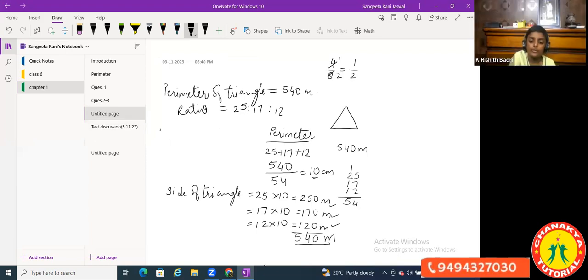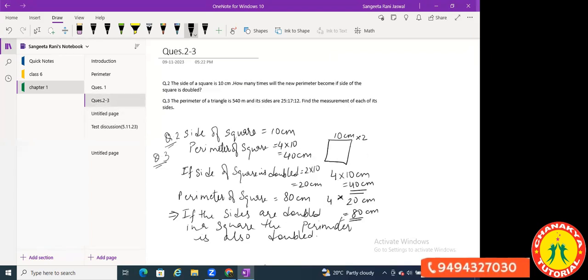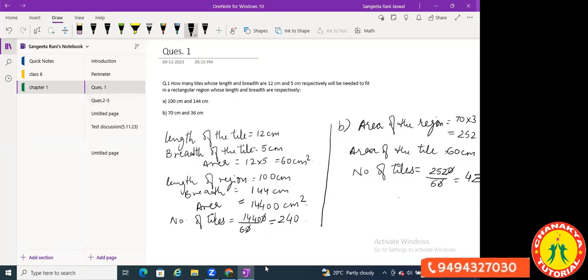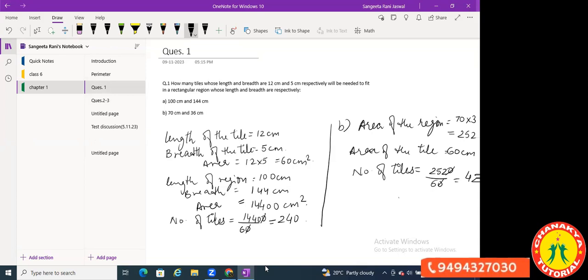In science also, ma'am. Okay. So just to review once what we did today. We did question 1, where we found the number of tiles. We were given the length, we found the size of the tile, the area of the tile, and we found the number of tiles by dividing the area of the region by the area of one tile. Similarly, we did for the other one. The area of the tile was already given. We found the area of the region and we found the number of tiles.